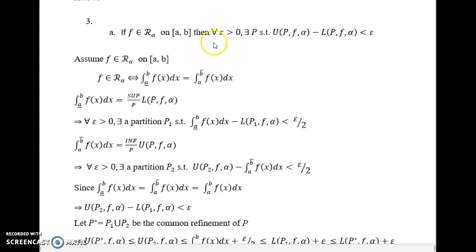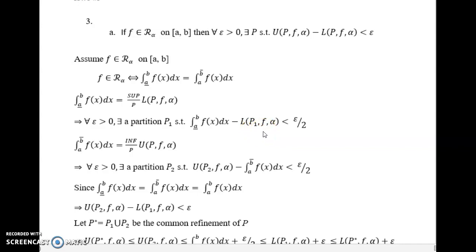So, first, knowing that f is integrable on [a,b] implies, if and only if, the lower integral, I think that's how we say it, of f(x) is equal to the upper integral of f(x). Now, we know that the lower integral of f(x) is equal to the sup of the lower sum, and this implies that for all epsilon greater than 0, there would exist a partition P1 such that the lower integral of f(x) minus the lower sum would be less than epsilon over 2.